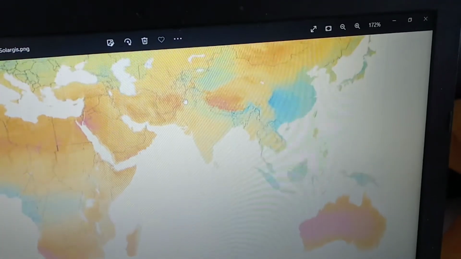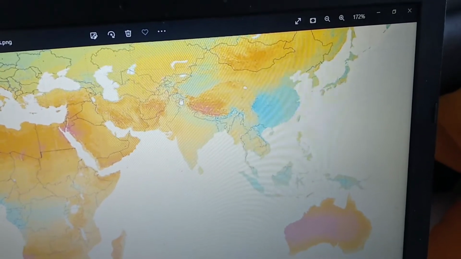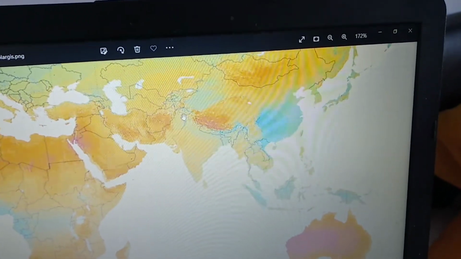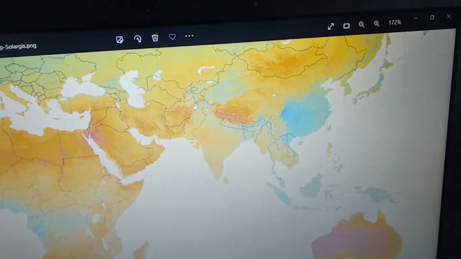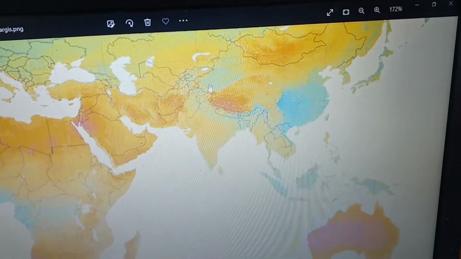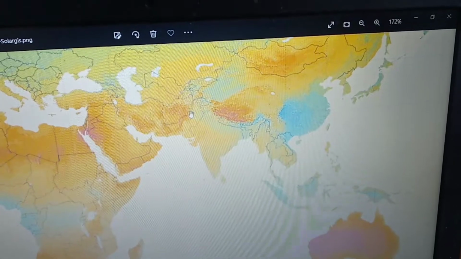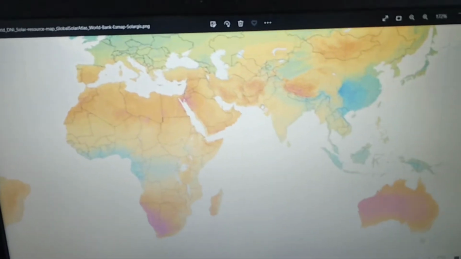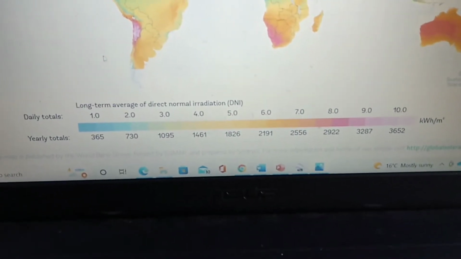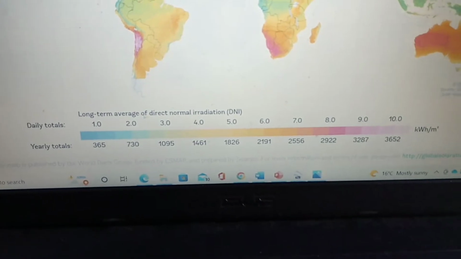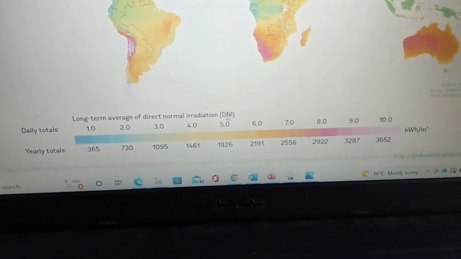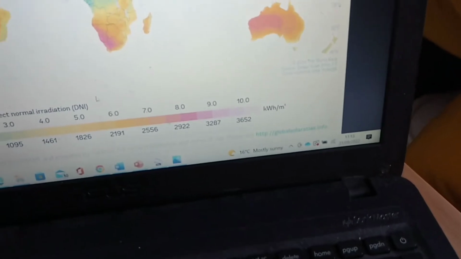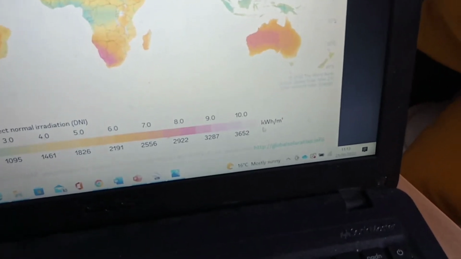But if we go into the northern area of Pakistan, which is where I'm focusing on in terms of replicating habitat, we can see that there's a little bit more green, so it's a little bit more temperate. And then if we look at the numbers, daily total. So this is just the long-term average of direct sunlight, measured in kilowatts per hour per meter squared.